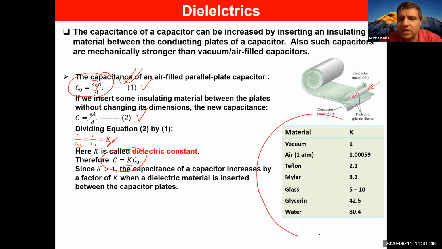So here is a list of some materials with different dielectric constant. One thing I would like to alert you, although water has very high dielectric constant in this list, you cannot use water as a dielectric material. The reason is it is very difficult to get very pure water. You can find distilled water, and you can use distilled water, but still there might be some ions present, right?